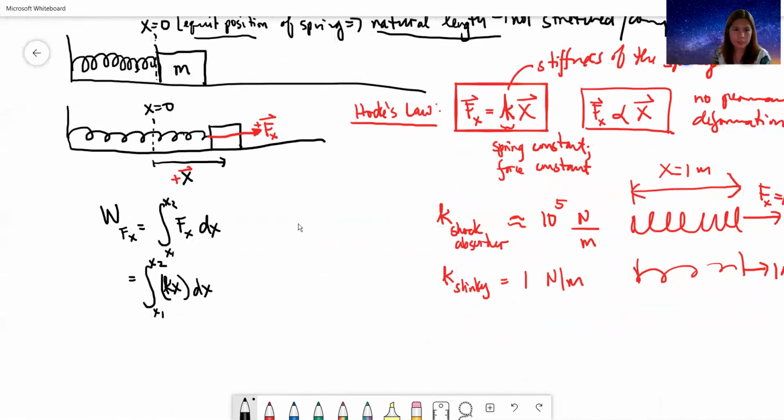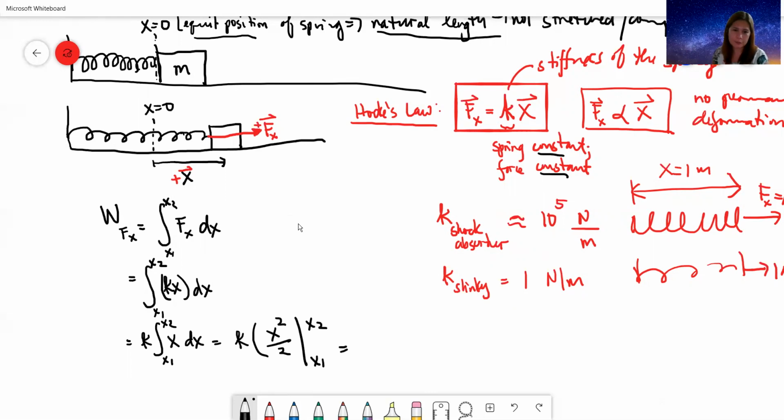Therefore, since k is a spring constant or force constant, we take it out of the integral, and then what remains is x dx, from x sub 1 to x sub 2. So this is just k, and then we just use the power rule. This becomes x squared over 2 from x sub 1 to x sub 2.